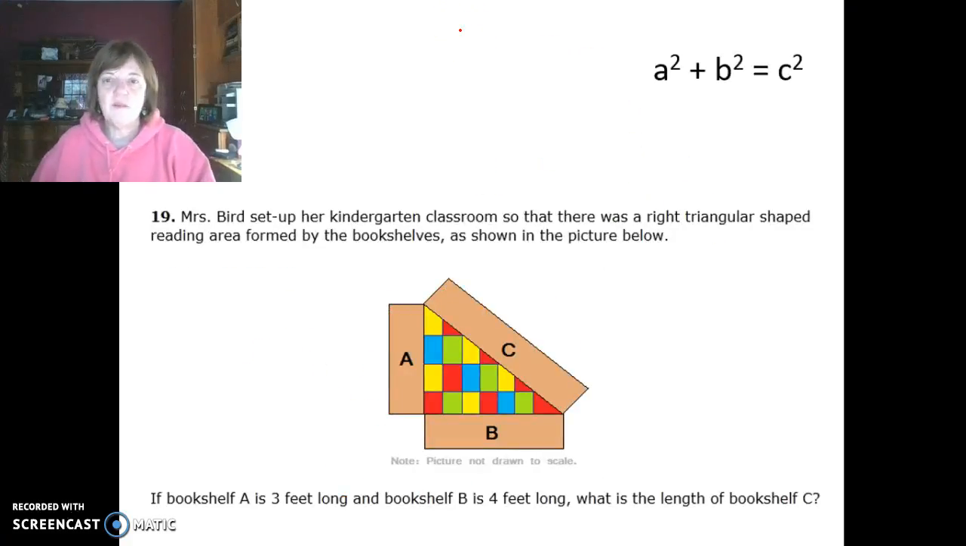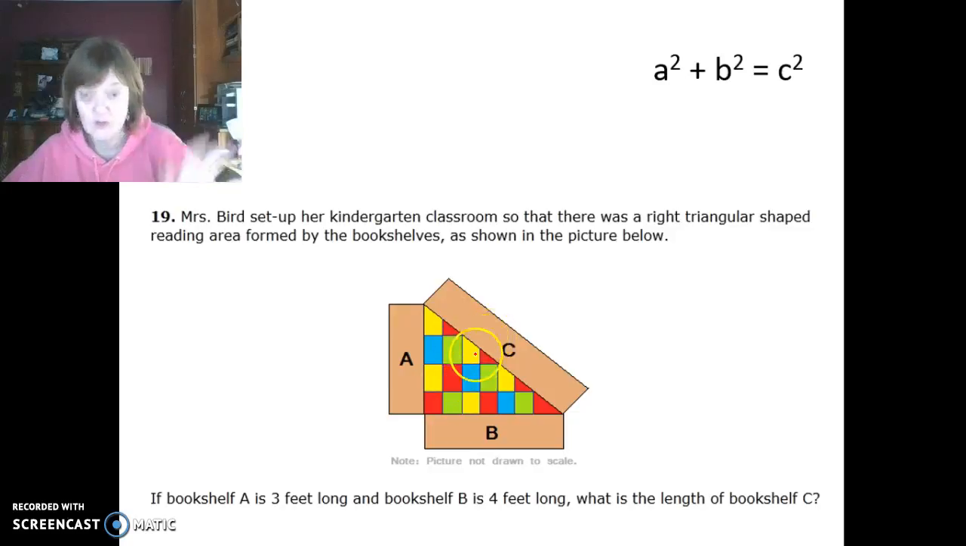Let's do one more problem together, and then I'm going to have you do a couple. This one's a real-life example: a teacher set up a kindergarten classroom so that there was a right triangular-shaped reading area formed by the bookshelves, as shown in the picture below. I guess there was some way for the kids to get in the middle there. That always bothered me about this problem, but I don't know.